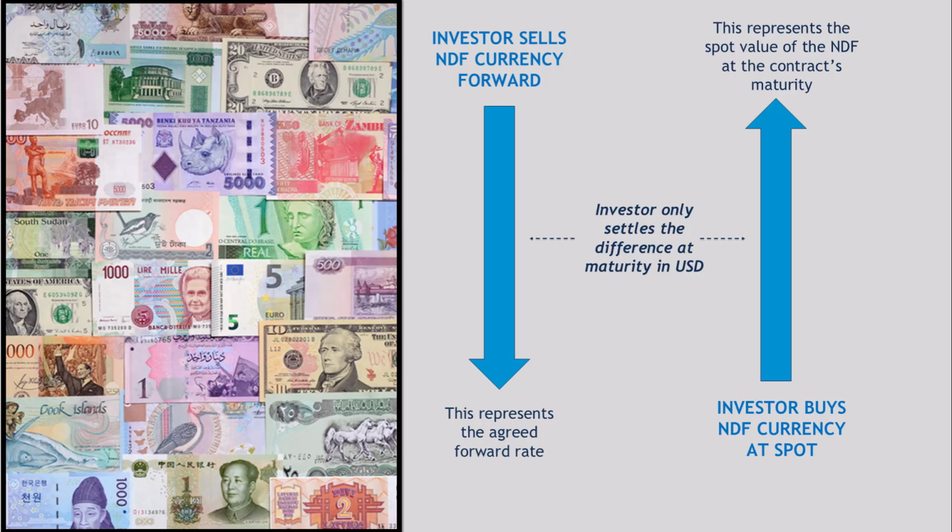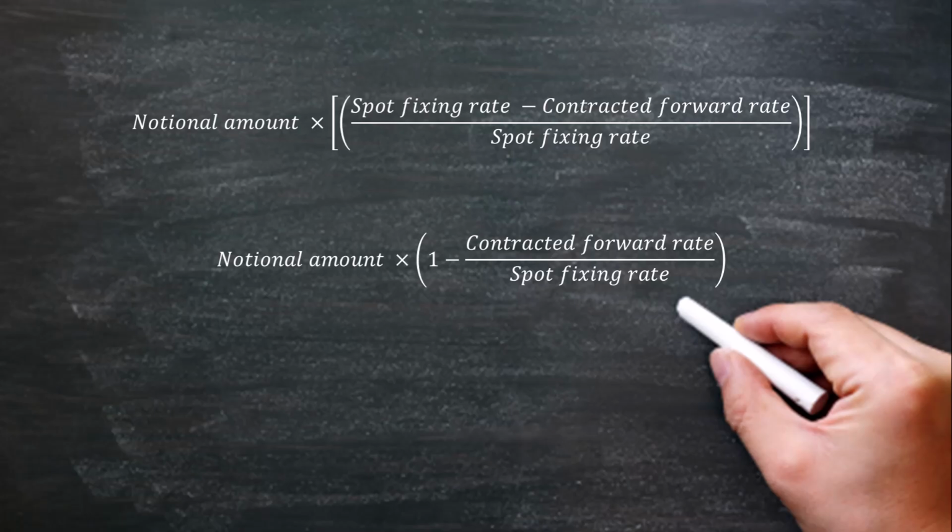They would pay, or receive, the notional amount multiplied by the contracted forward rate of the quoted currency. On the fixing date, the investor would theoretically be able to sell or buy the notional amount of the base currency at the prevailing spot rate, earning or paying the notional multiplied by the spot rate of the quoted currency. This means that the profit or loss on this trade in terms of the base currency can be expressed using either of the two formulas on screen.